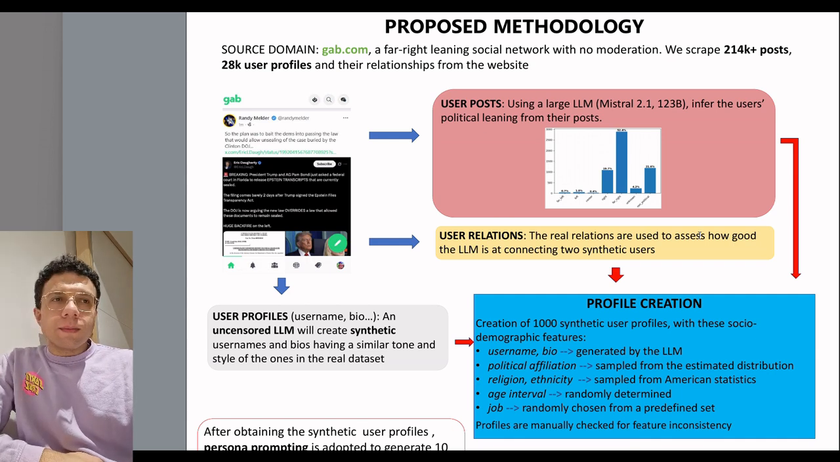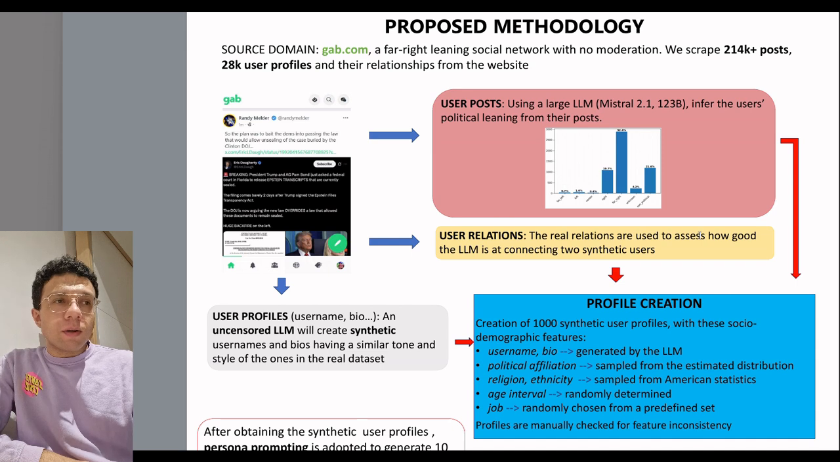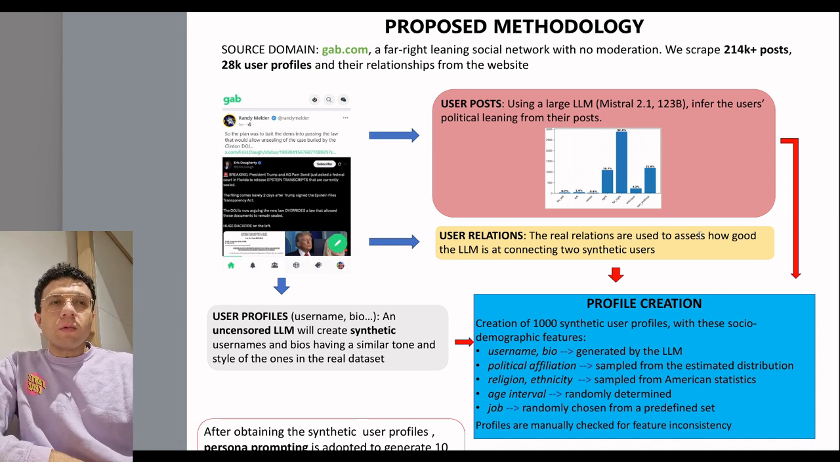The first step of the procedure is to use a scraper to get data from Gab. We retrieved 214,000 posts, 28,000 authors' profiles, and a network depicting how the users follow each other. This data is then used in different ways.